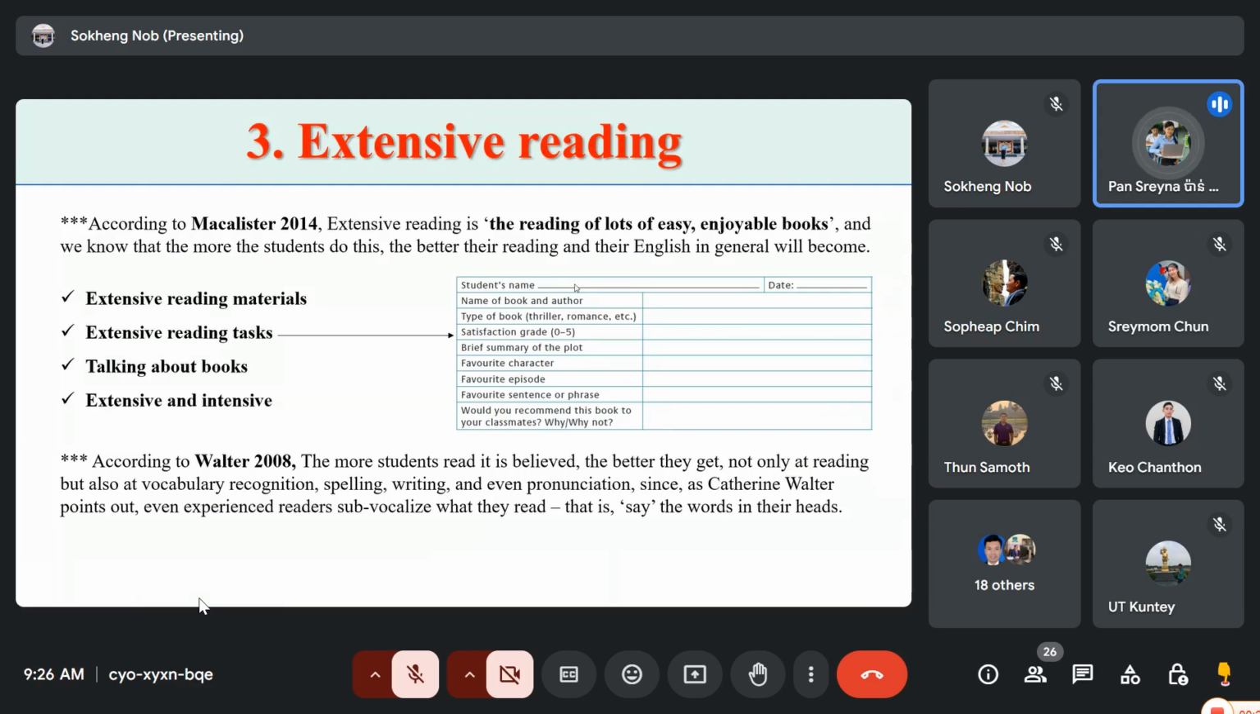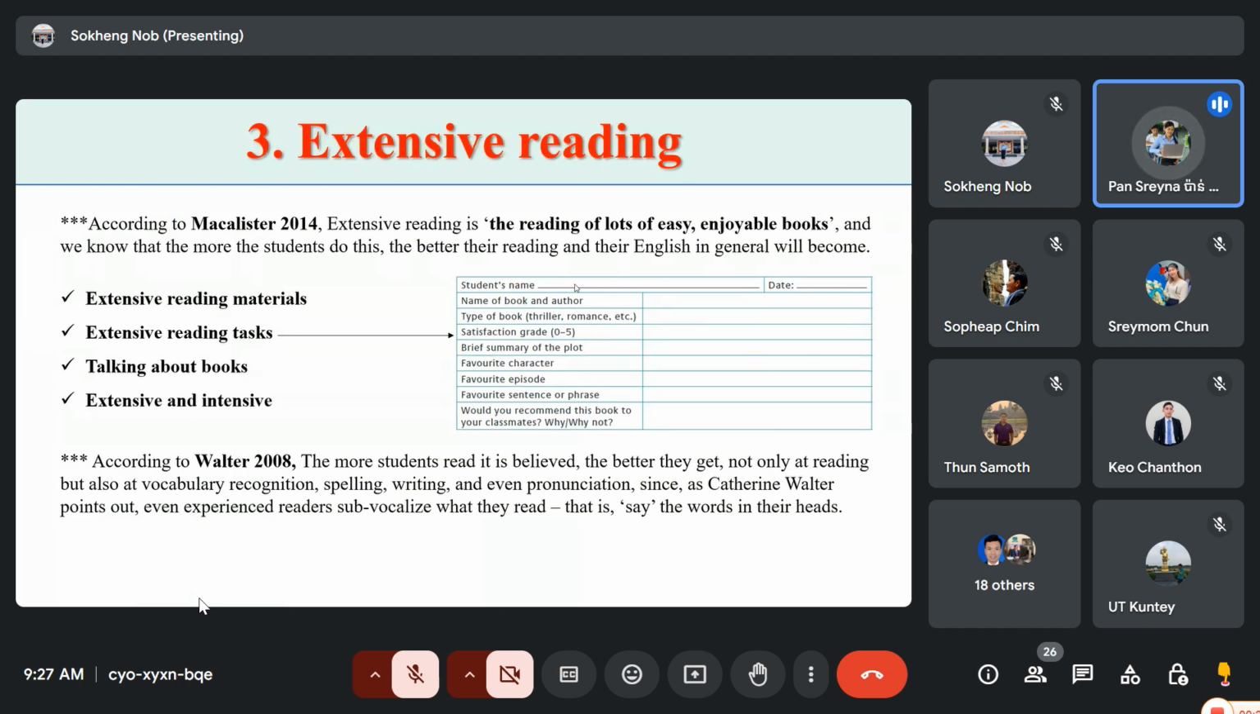Number two, the reading task. As I have shown you on the slide, we are going to create a small task for the students. And number three, talking about the book. Just make something interesting for the students. So let's talk about the benefits or any important parts about reading, intensive and also extensive. We can apply both of these for the reading skill.